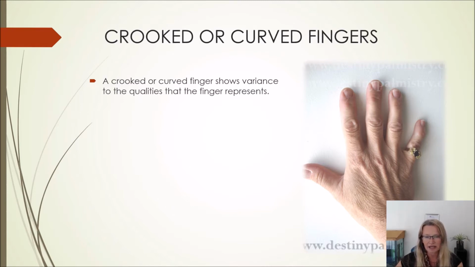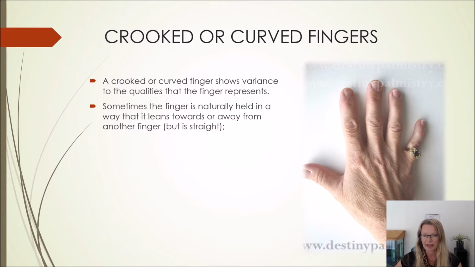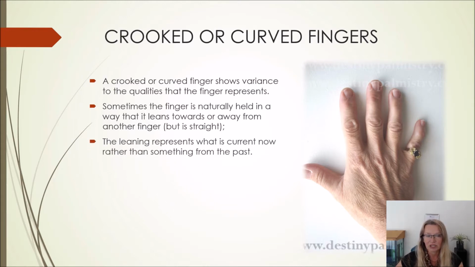And quite often there is curvature of a finger, and that shows a variation to the qualities that the finger represents. So it just slightly leans to one way or another. Sometimes the finger is actually held in a way that it leans away from, so the finger is actually straight, but it just leans or clings to another finger. So that's slightly different meaning. We'll talk about that.